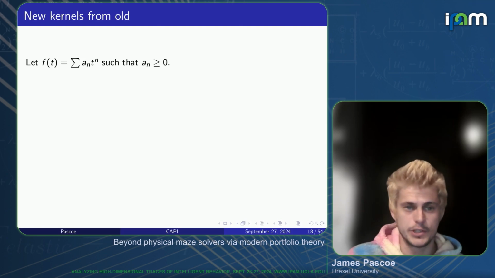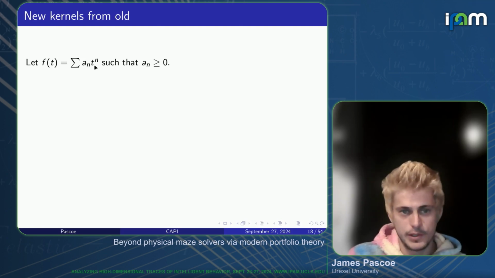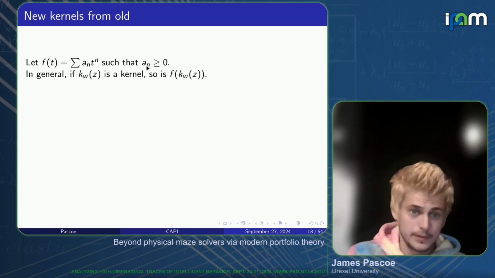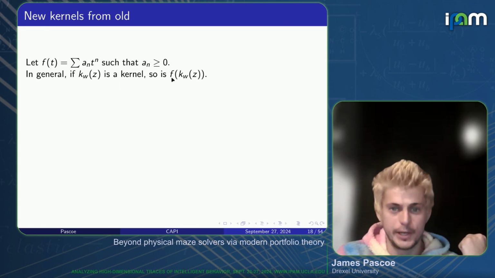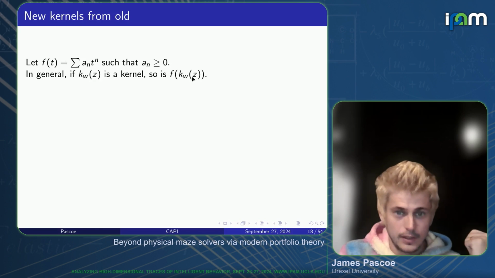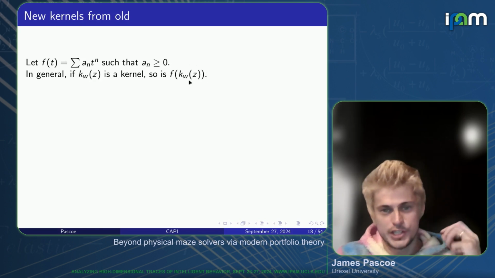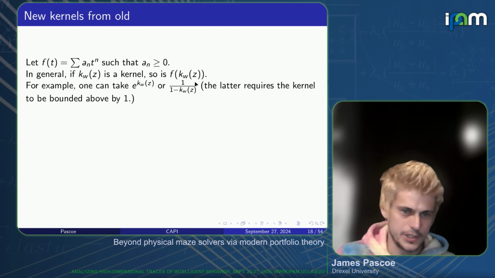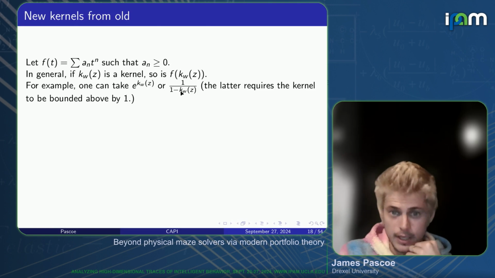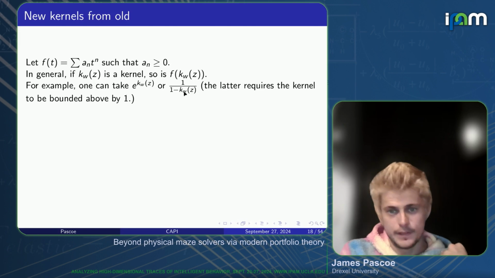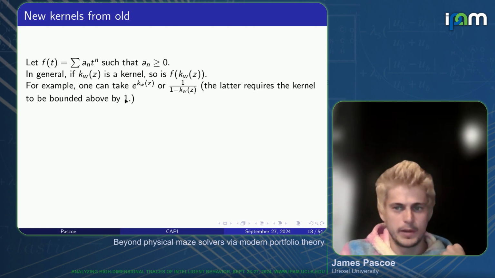So there are some wonderful tricks that you can do with kernels that have become more important in recent history. If I have a function with a Taylor series and its Taylor coefficients are positive, then if I have a kernel such that it makes sense to evaluate f of that kernel, that f of that kernel is still a kernel. So this is nice. For example, we see exponential type kernels. These are Fock-based type kernels. There are these other Drury-Arveson type kernels. And this one would require your kernel function to be bounded above by 1 for it to be in the domain of convergence of this function.